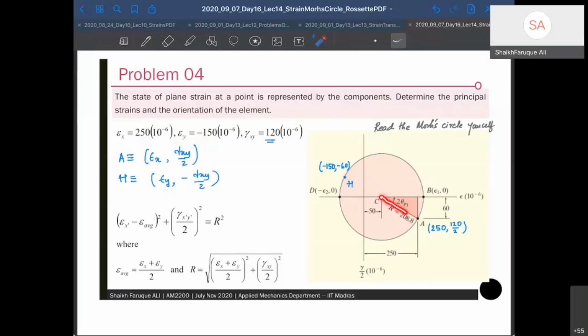So this is my 0 line. Now I can find my planes, the principal planes. So this is my 60, and that's my 250 minus the center point. My center point is 50, so 250 minus 50 is 200. So this is known, you can find the angle that is given here. And then you can also find the maximum shear strain by just joining the other diameter. So this is your maximum shear strain, gamma by 2, max.